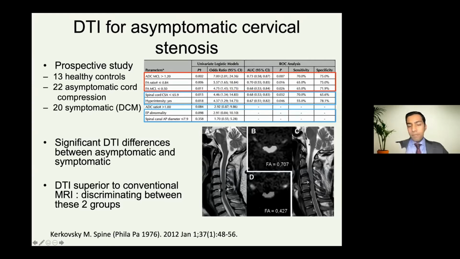This is actually a figure from that study. You see this patient A with stenosis at C5-6, the FA value is low, 0.42. So you suspect that this patient has more axonal injury. Patient B had very similar stenosis at C4-5, but the FA value was higher at 0.707. And so in this paper, the patient with the higher FA, as expected, was the asymptomatic patient, and the patient with the lower FA was the symptomatic patient. So it provides some kind of objective measure to discriminate these kinds of patients and help us better make clinical decisions for them.